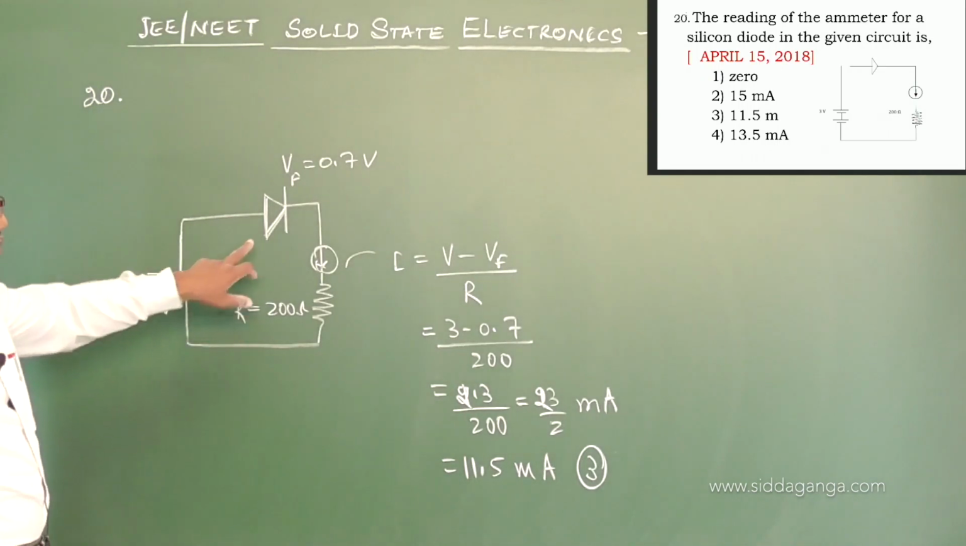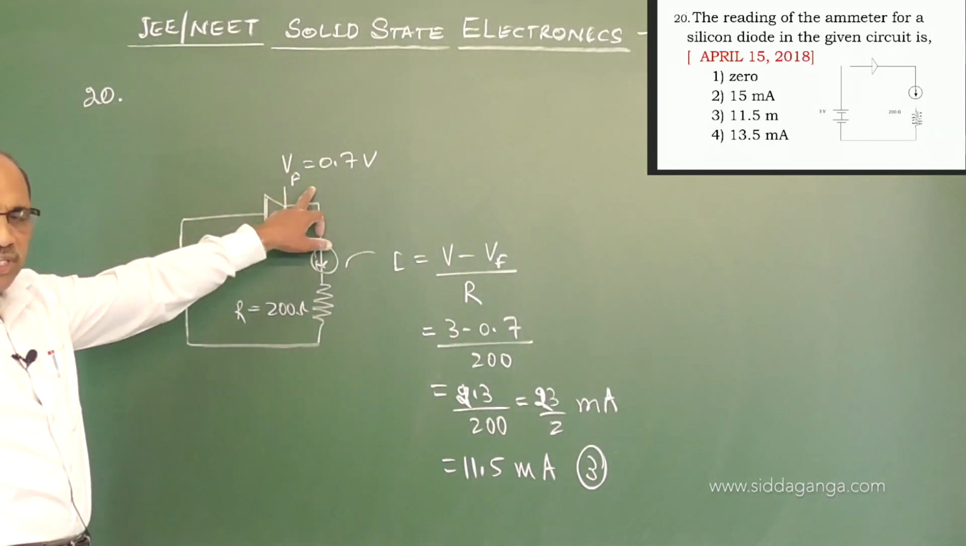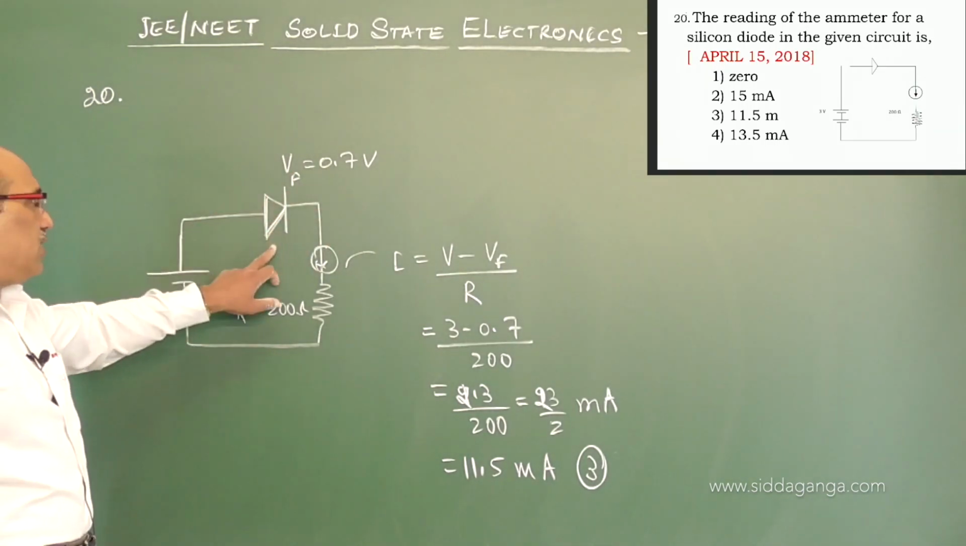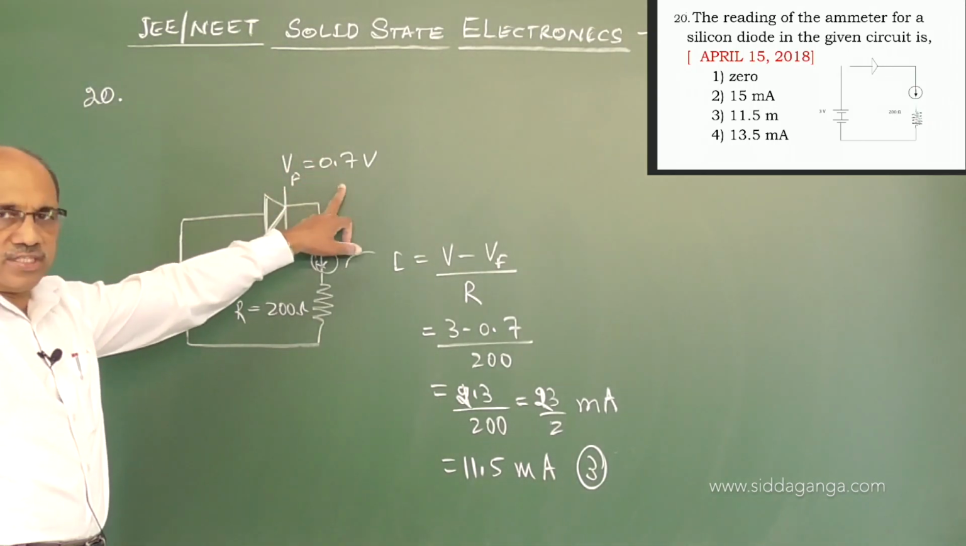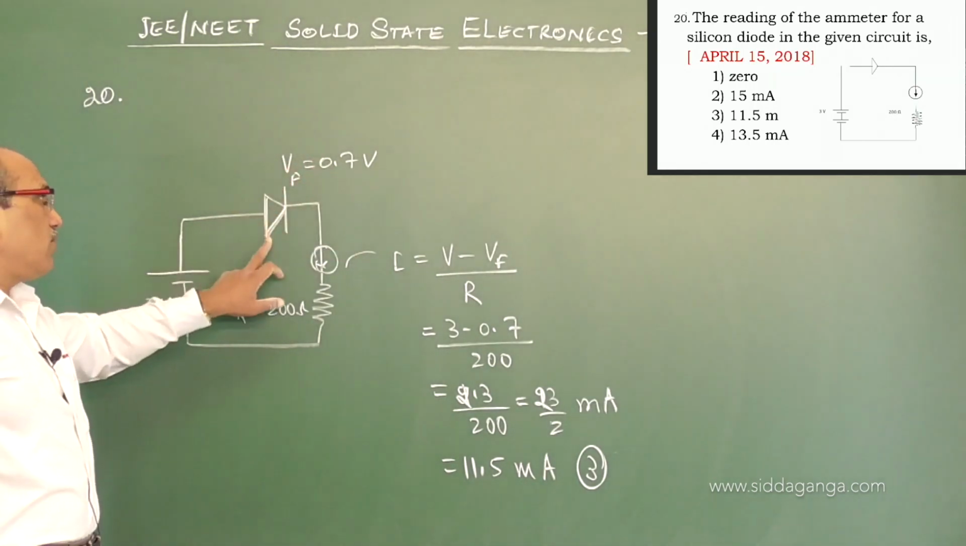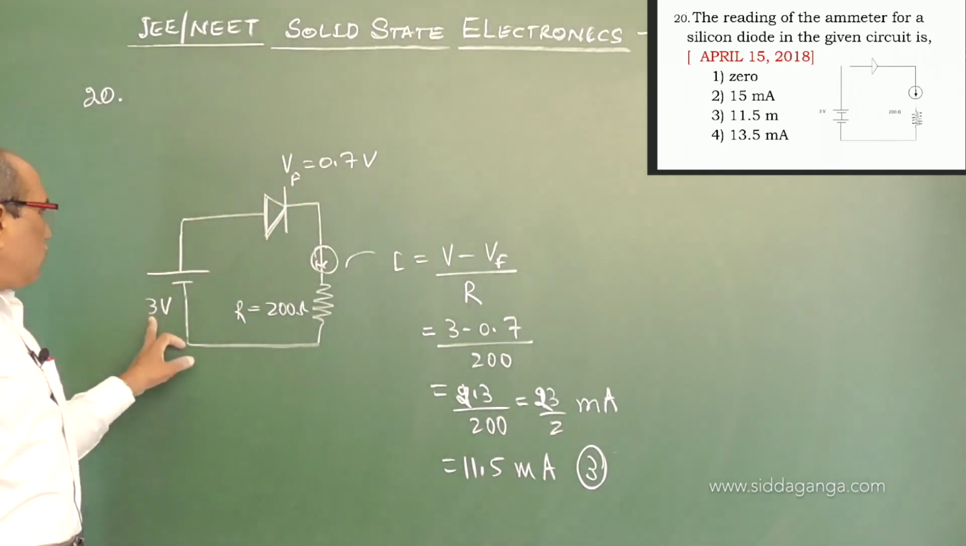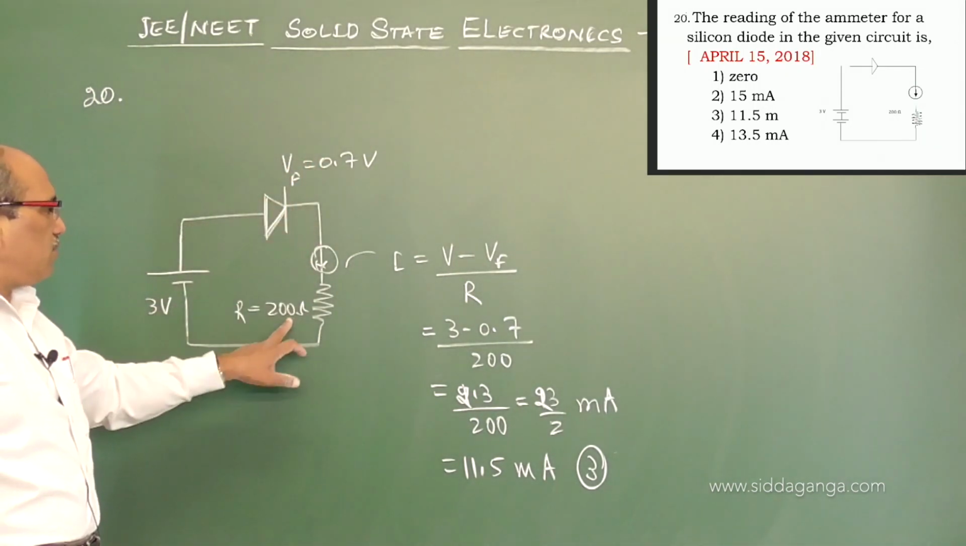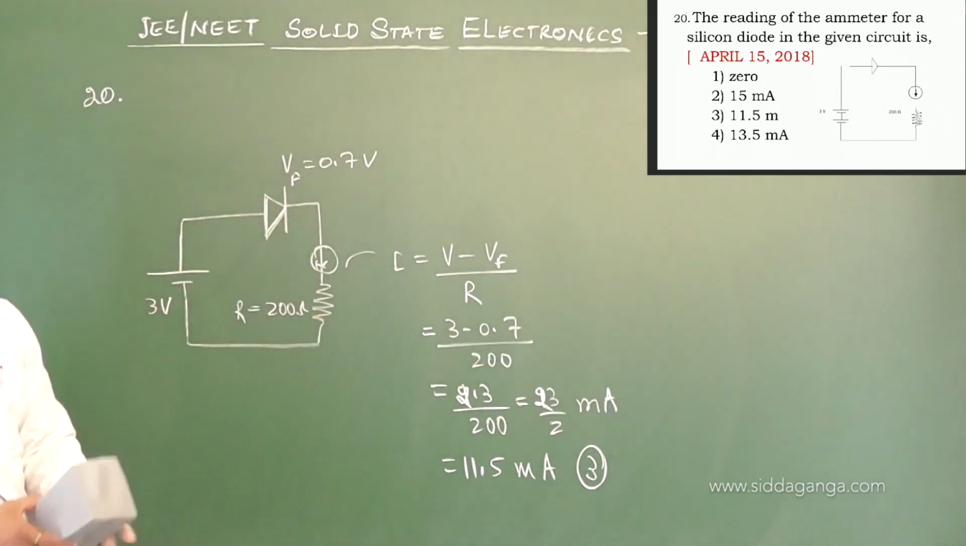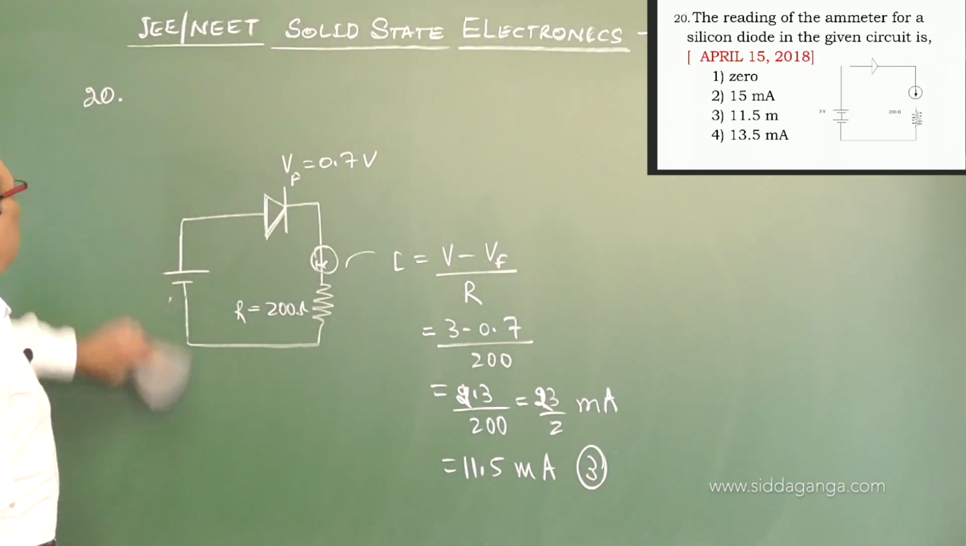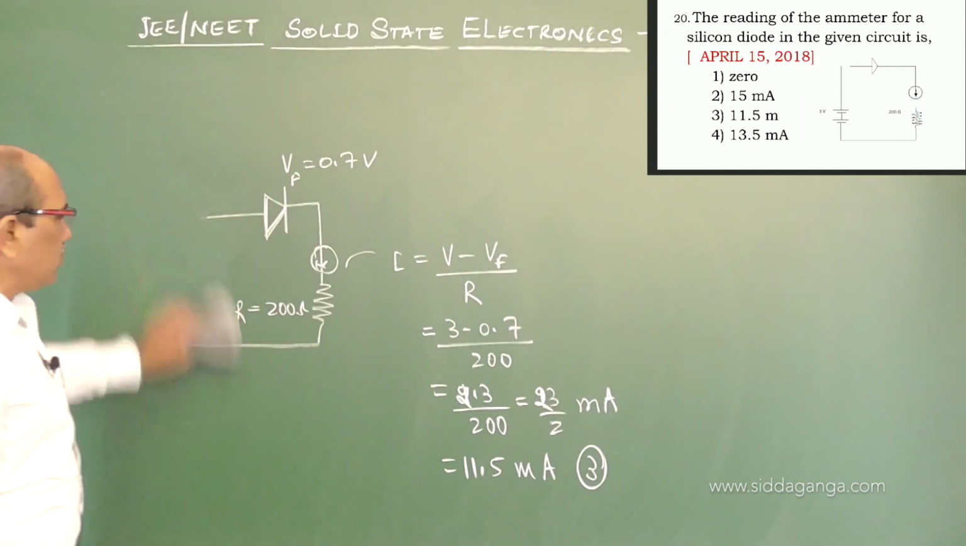So I think you have followed. Even though they mentioned that for germanium the forward voltage is 0.3 knee voltage, for this it is 0.7. 3 volt minus 0.7, divided by the resistance in the circuit, gives you the current that may be read by the ammeter. Answer is the third one.